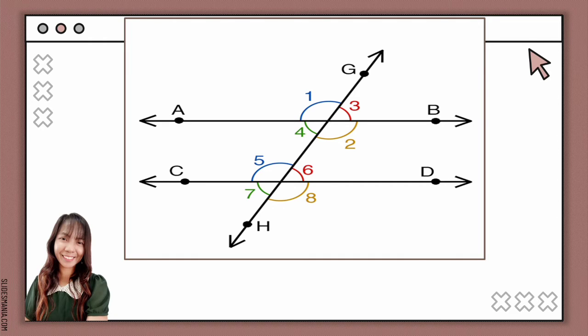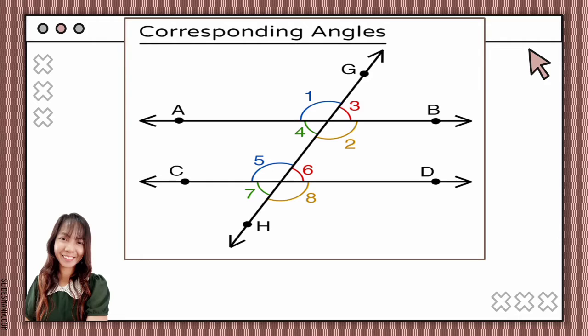So I'm going to show you the types of angles, or the pairs of angles. The first one is the corresponding angles. Everybody please say corresponding angles. Again, corresponding angles. The example of corresponding angles is angle 1 and angle 5 here.